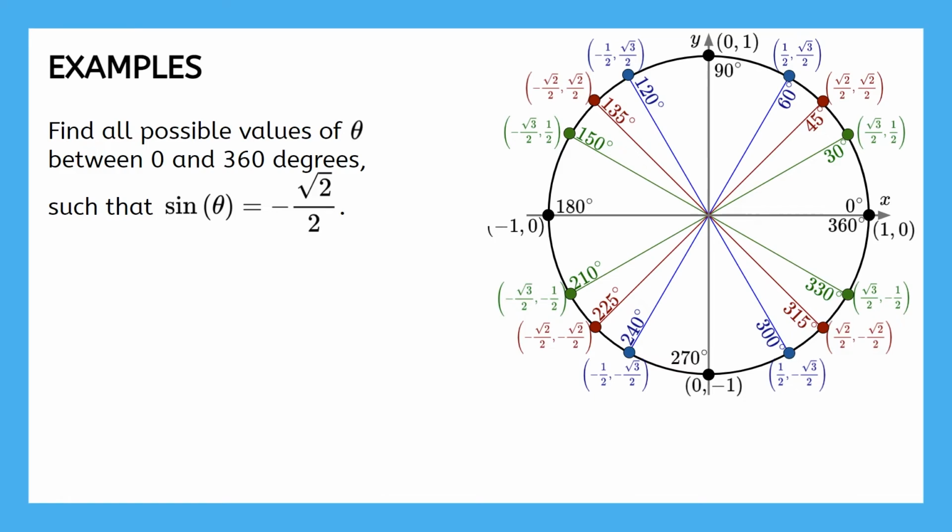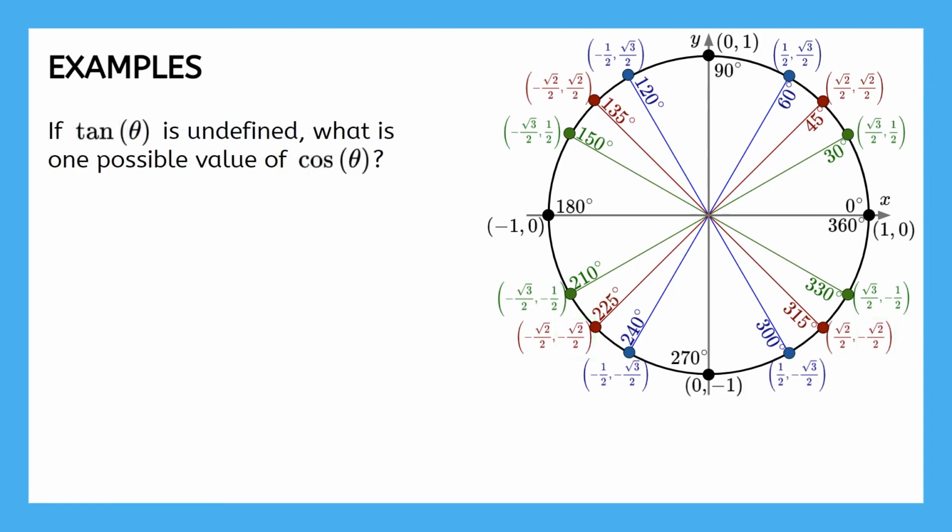The sine value is negative, which tells us that the y-coordinate is negative since sine is the y-coordinate. So the angles we're looking for should be below the x-axis. There aren't too many points to search through to find the right y-coordinate. The only angles that give us points with y-coordinates of negative square root of 2 over 2 are 225 degrees and 315 degrees. That means both of those angles have sine values of negative square root of 2 over 2, so they're both possible values of theta.